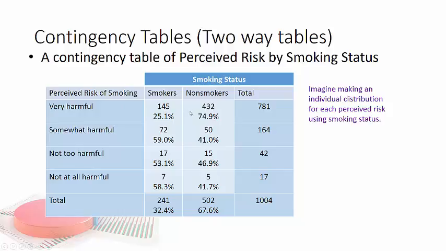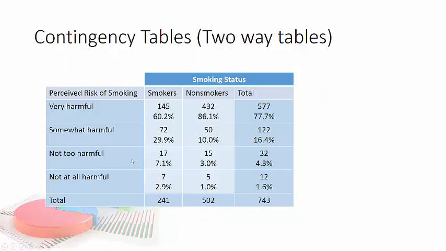Now, what I just did there illustrates an easy mistake, so be very careful. This is the percent of people who thought it was very harmful. Then you go: 25.1% of people who thought it was very harmful were smokers. 74.9% of people who thought it was very harmful are non-smokers. Be very careful with that. Of those people who thought it was somewhat harmful, 59% were smokers and 41% were non-smokers. So you see how the smoking status is the second thing I say when I'm describing each of these perceived risk categories.